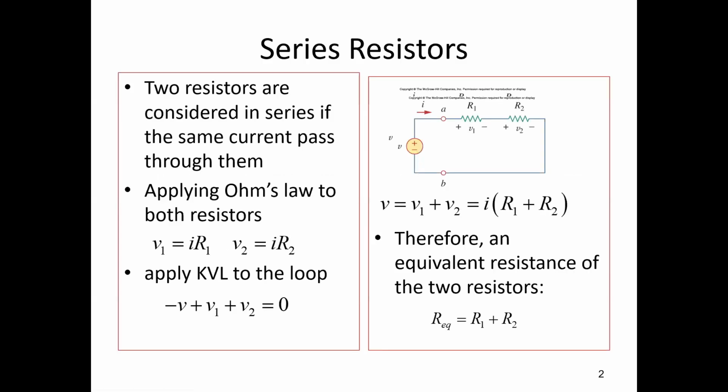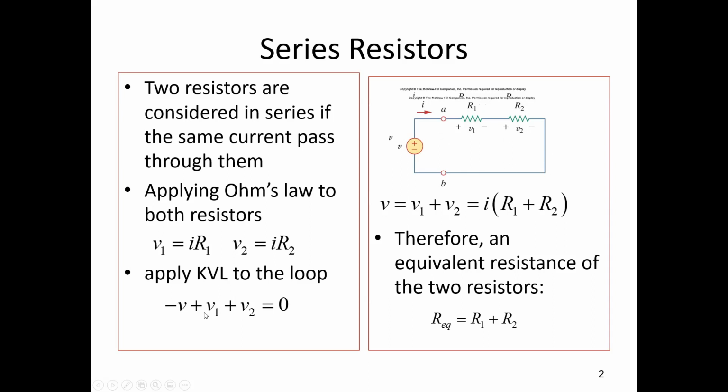So what is a series resistor? For example, we have two resistors as shown in this circuit. They are considered in series if the same current passes through them. Applying Ohm's law to both resistors, V1 is equal to I R1, and the voltage drop V2 is equal to I R2. Then we apply the KVL inside this closed loop.